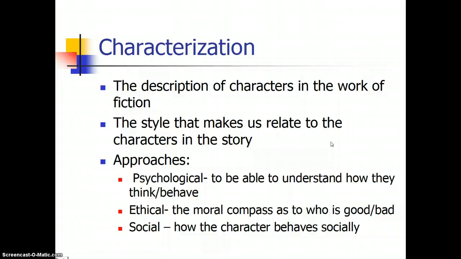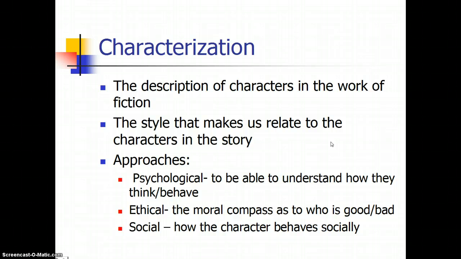Every work of fiction is going to have characters. And the way that the characters are portrayed gives the story style. It allows us to relate to the character, to feel feelings for the protagonist, and to feel the angst toward that bad guy, that antagonist. The way that the author develops these characters really helps us to relate to the story.